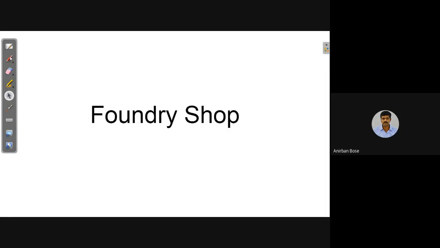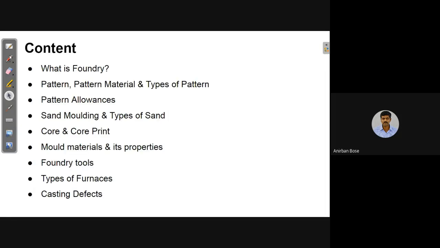So in this lecture, we are going to discuss the foundry shop. These are the topics that we are going to discuss. What is foundry? Then we'll see the pattern materials and the types of pattern, the pattern allowances, sand molding and types of sand, core and core print, mold materials and its desirable properties. And in the next lecture, we are going to learn foundry tools, the different types of furnaces and casting defects.